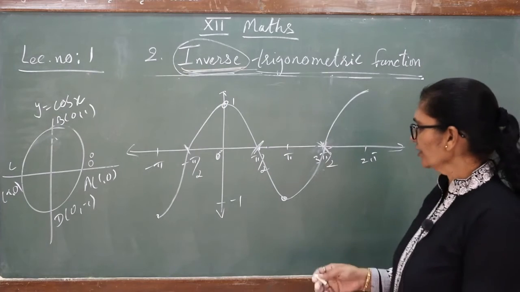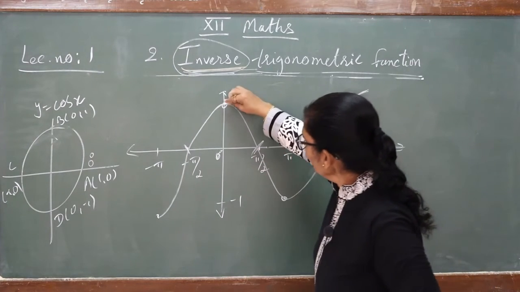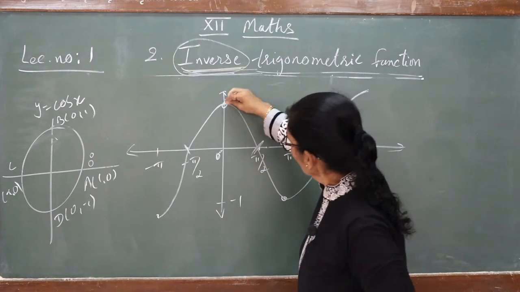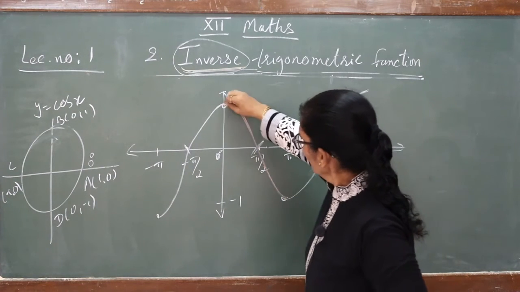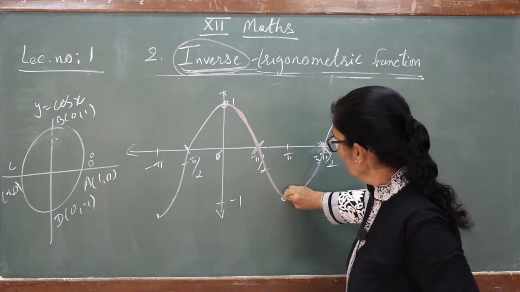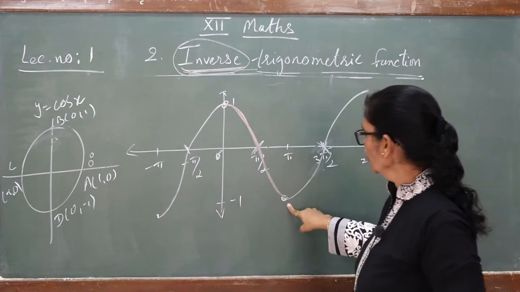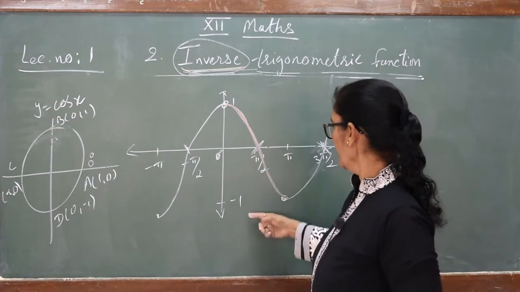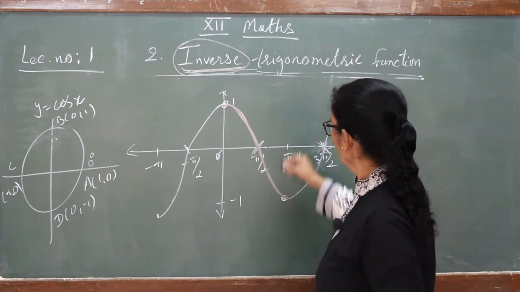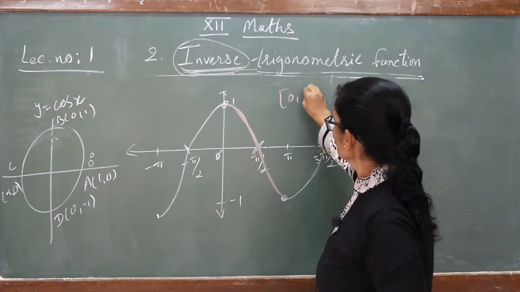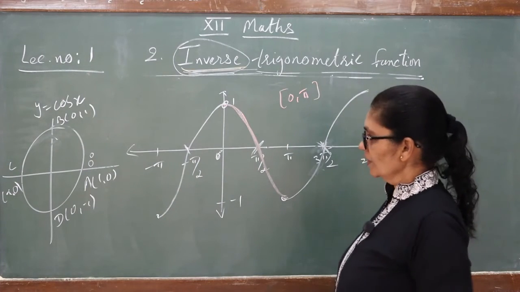Now let's restrict its domain. We only have to take a curved portion, as we have taken in sine, only this much. So what is it? From 1 to minus 1. That way we are getting two values. So when you restrict its domain, this is 0 and this is pi. So it became 0 to pi.